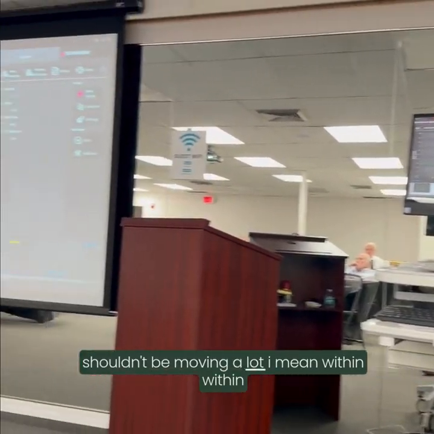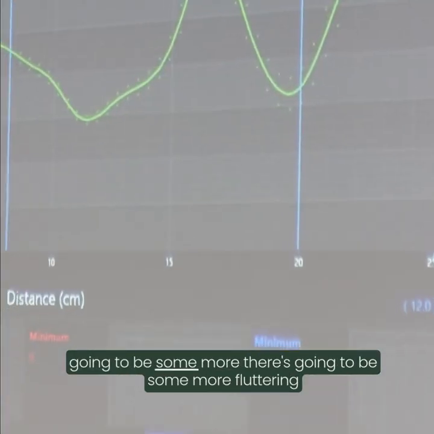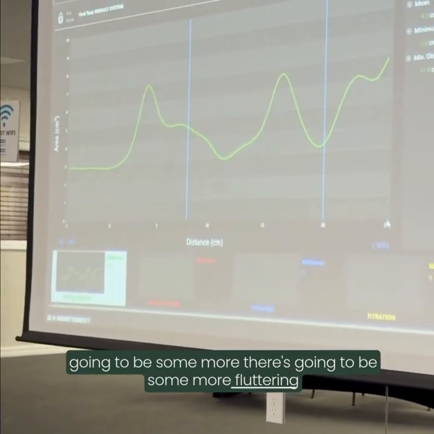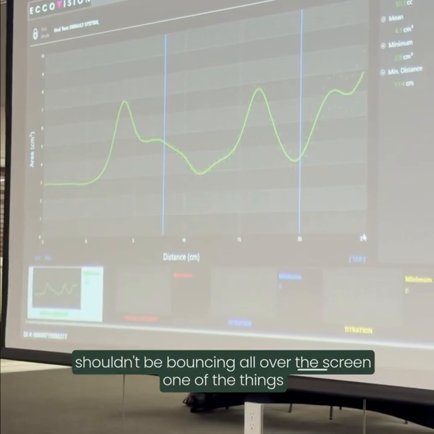Lines shouldn't be moving a lot. Within a normal amount, obviously, because you're breathing, so there's going to be some fluttering there, but it should be relatively consistent. It shouldn't be bouncing all over the screen.